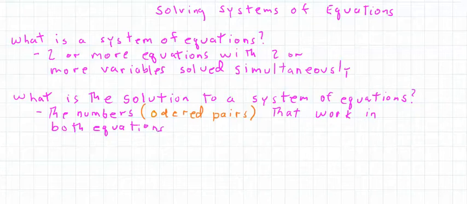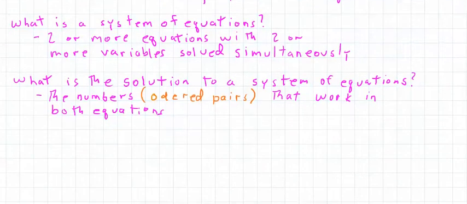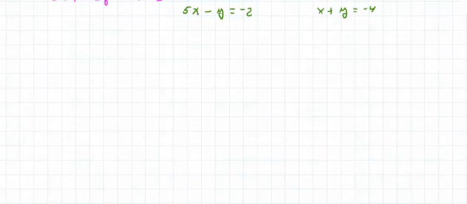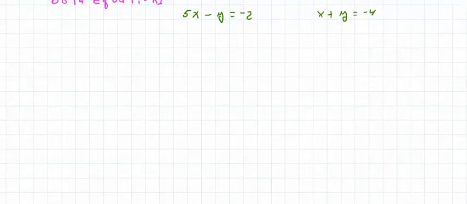Let's look at a system of equations, and we're going to solve it, and then we're going to check to make sure it actually works in both equations. So let me write the equations. Here's our system of equations: 5x minus y equals negative 2, x plus y equals negative 4. We're going to solve by graphing. We're going to learn several different techniques, 4 altogether, but here we're going to solve by graphing. And we're going to come up with an ordered pair that works in both equations. So let's graph these equations.